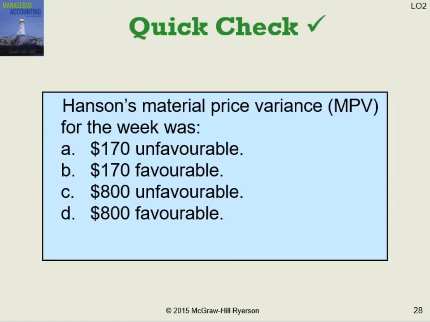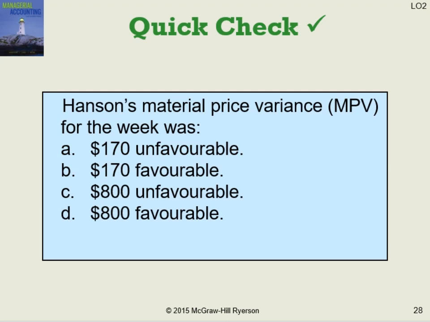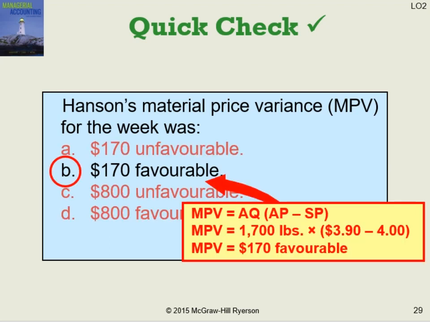So we're asking about the material price variance. We take the difference in prices and multiply by the actual quantity of material. So we've got $3.90 is the actual price. We subtract $4 per pound and multiply by the actual quantity of materials, which is 1,700. So that's $170, and we paid less than expectation. So that would presumably be 170 favorable. And that's what turns out to be the correct answer.